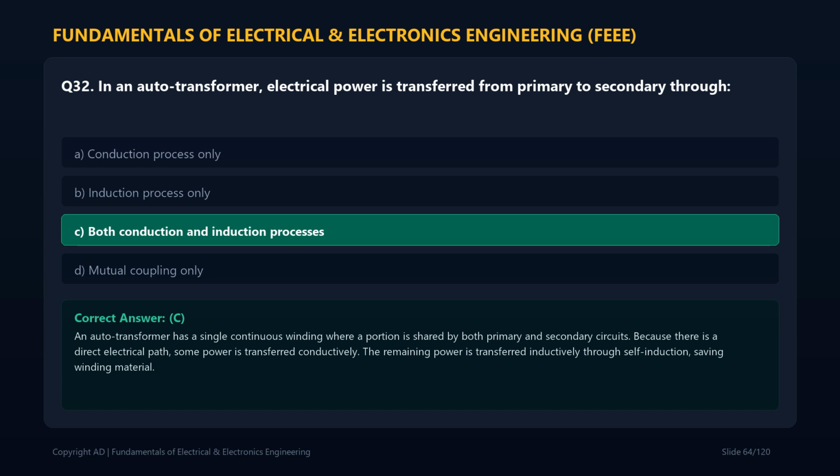An autotransformer transfers power conductively through the shared electrical tap and inductively via self-induction in the single winding.